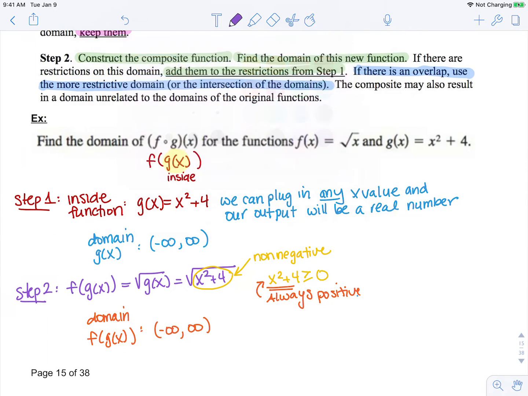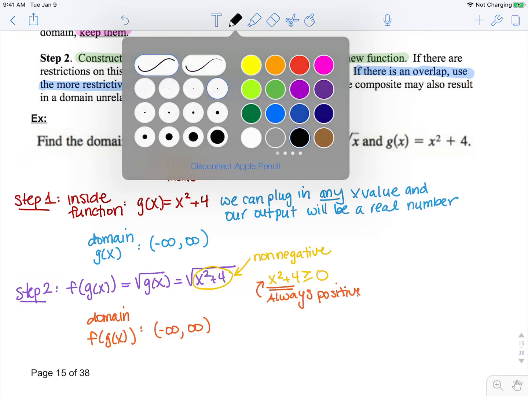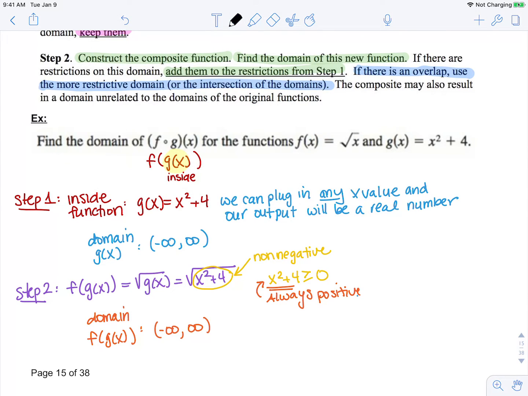So now our final domain is the intersection of these two domains. Well, these two domains are the same, negative infinity to positive infinity. So our overall domain is negative infinity to positive infinity. So now let's try some more examples where the intersection is not the same.